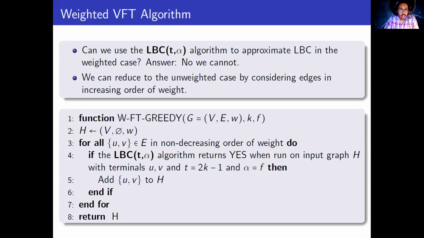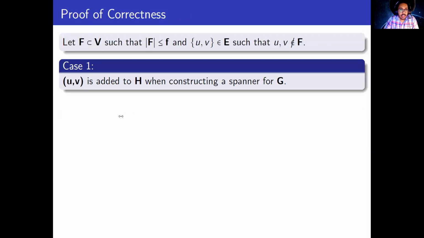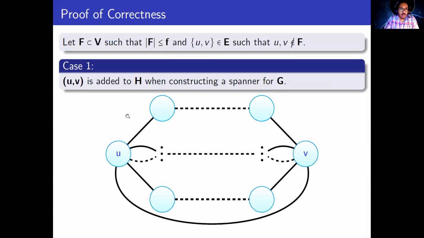The proof of correctness for this algorithm looks similar to the proof in the unweighted case, but there are some key differences. Once again, we consider an arbitrary fault set F and an edge UV with terminals not in F. In the first case, we have that UV is added to the spanner when constructing a spanner for G. In this case, we can fail any set of vertices not including UV, and the spanner condition will still be satisfied for the distance between U and V in whatever remains of our spanner. This is because they will be connected by an edge. Something to note is that in the weighted case, we assume, without loss of generality, that for any vertices connected by an edge, the shortest path between those vertices will be that edge.